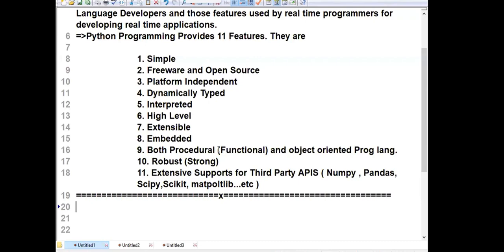Okay, students, how many features are there in Python? 11. Can you read out those features once for my satisfaction? Simple, freeware and open source, platform independent, dynamically typed, interpreted, high level, extensible, embedded, both procedural and object oriented, robust, and extensive support for third party APIs. Extensive support for what? Third party APIs. This is for the next class when I come back.